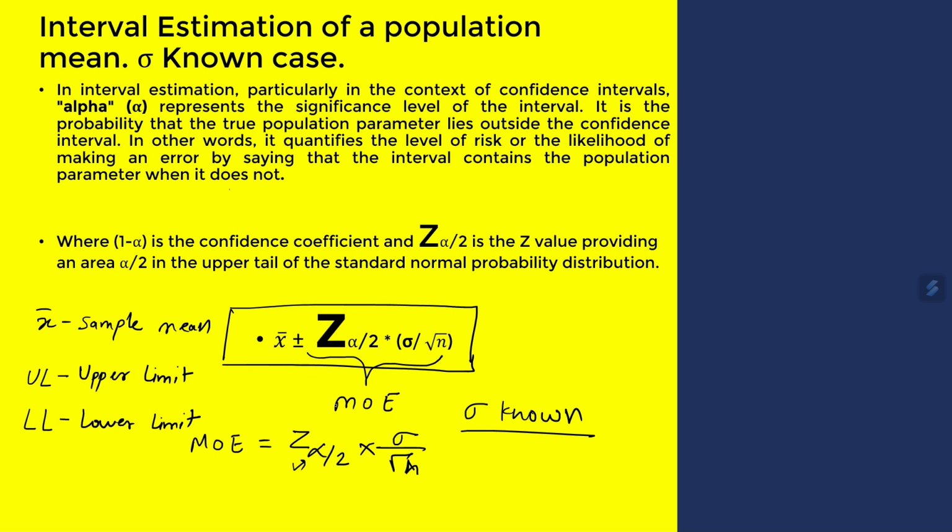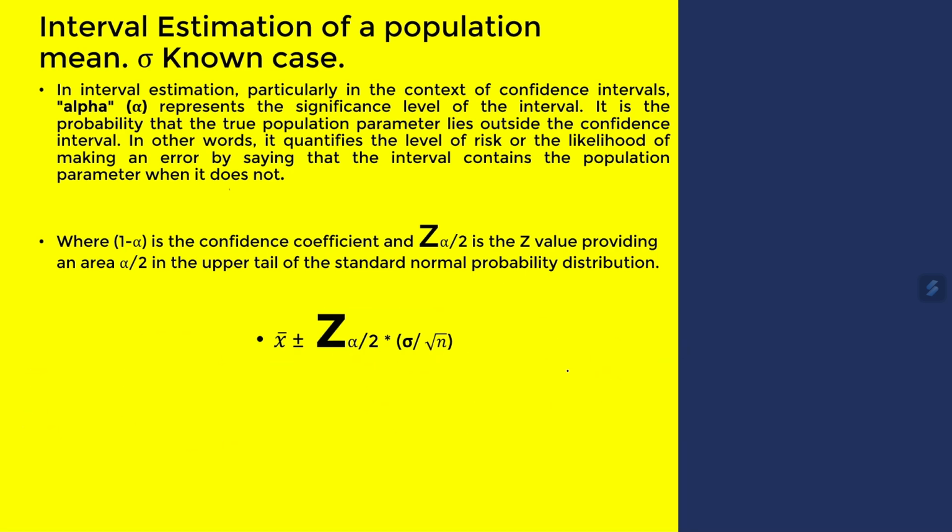Let's say our margin of error comes around 2 and we have X bar as 40. So our upper limit will be 40 plus 2, lower limit will be 40 minus 2. This will be 42, this will be 38. Okay, moving on.